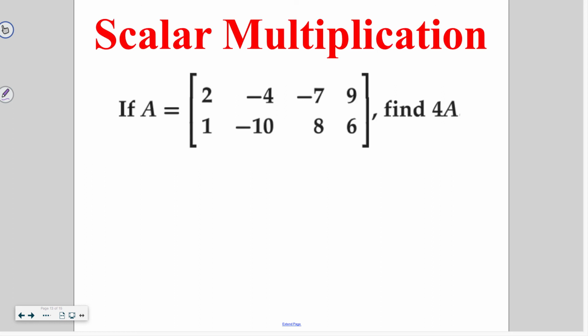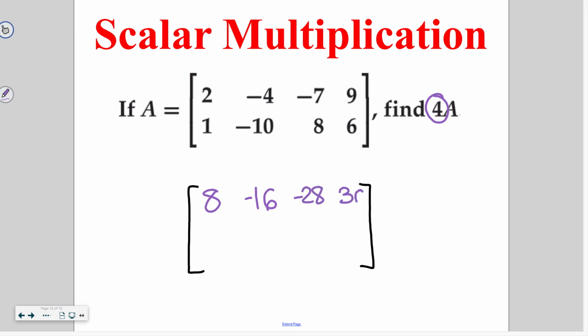So if A is 2, negative 4, negative 7, 9, 1, negative 10, 8, 6, we want to find 4A. So this 4 over here is our scalar, and what that means is I need to multiply each element in the matrix by a value of 4. So we're going to start with 2 times 4, which is going to give us 8. Negative 4 times 4 is negative 16. Negative 7 times 4 is negative 28. 9 times 4 is 36.